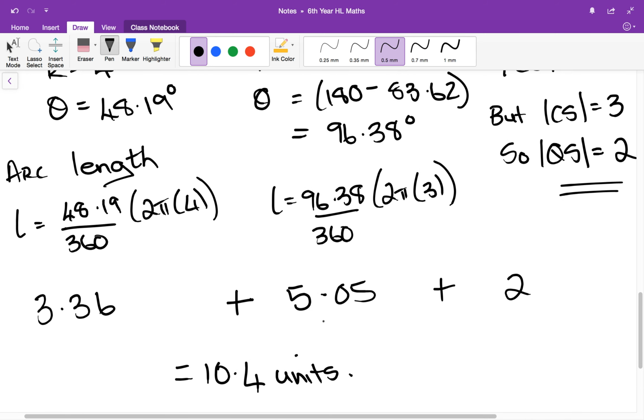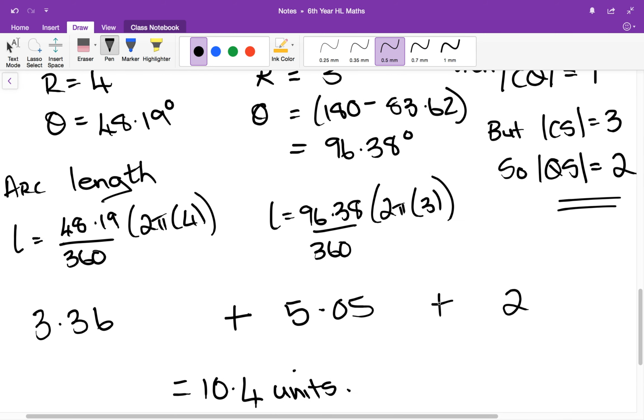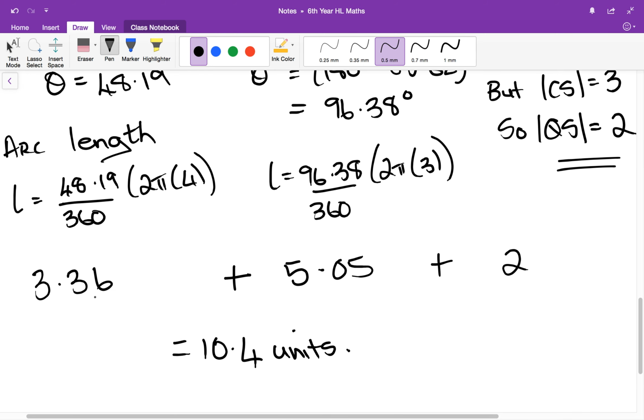So you add the 3.36, the 5.05, and the 2, and you get, well, I would have added them not to 2 decimal places, I would have kept the full numbers in my calculator, but to 1 decimal place anyway, when you add them all up, the perimeter is 10.4.